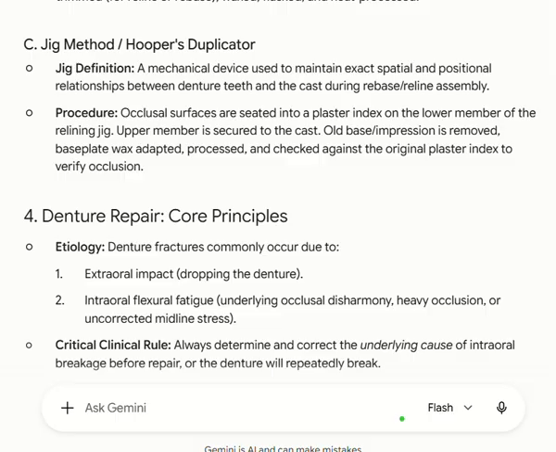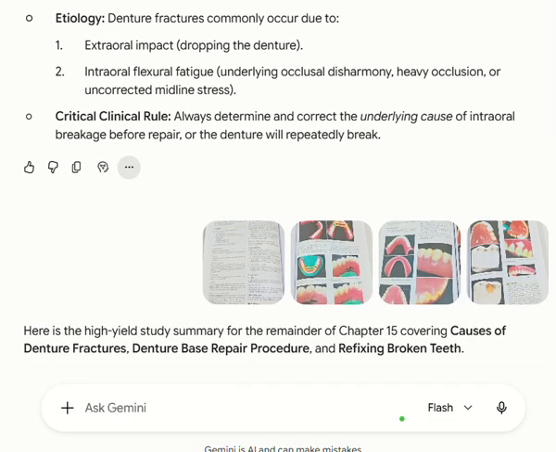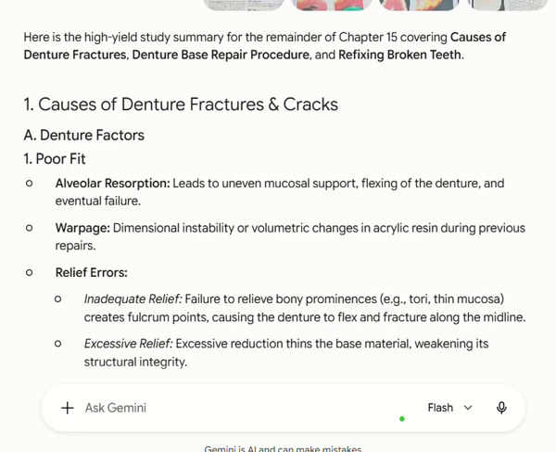4. Denture repair, core principles. Etiology. Denture fractures commonly occur due to extraoral impact, dropping the denture. Intraoral flexural fatigue, underlying occlusal disharmony, heavy occlusion, or uncorrected midline stress. Critical clinical rule: always determine and correct the underlying cause of intraoral breakage before repair, or the denture will repeatedly break.